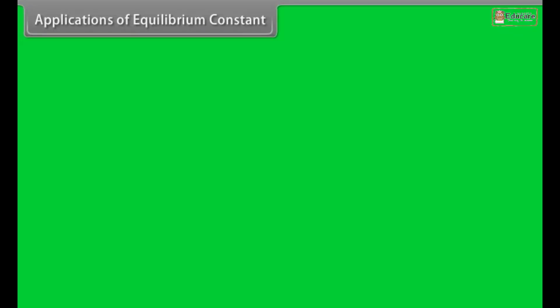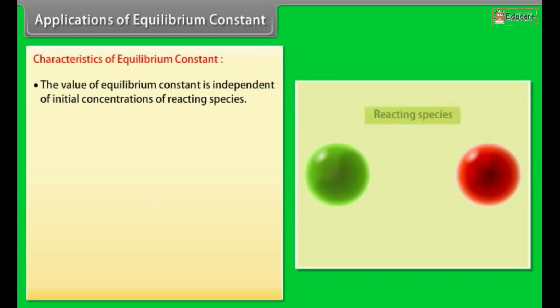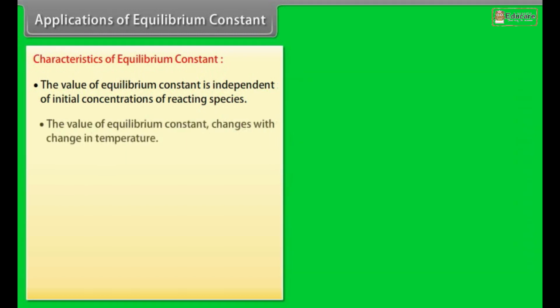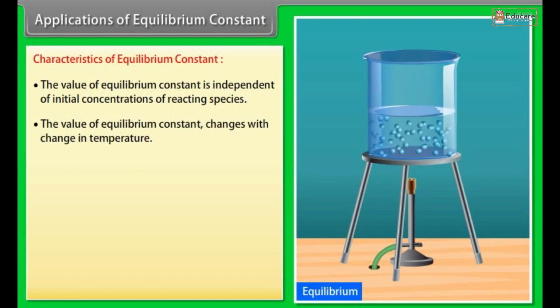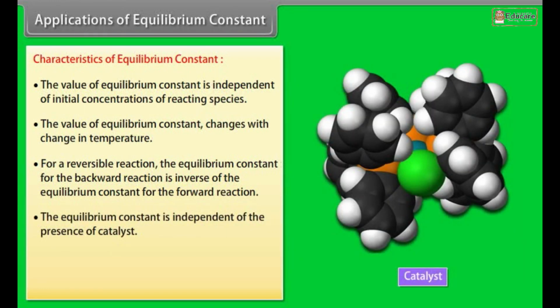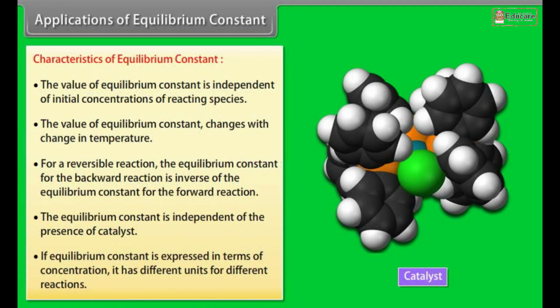Applications of equilibrium constant. Characteristics of equilibrium constant. The value of equilibrium constant is independent of initial concentrations of reacting species. The value of equilibrium constant changes with change in temperature. For a reversible reaction, the equilibrium constant for a backward reaction is the inverse of the equilibrium constant for the forward reaction. The equilibrium constant is independent of the presence of a catalyst. If equilibrium constant is expressed in terms of concentration, it has different units for different reactions.